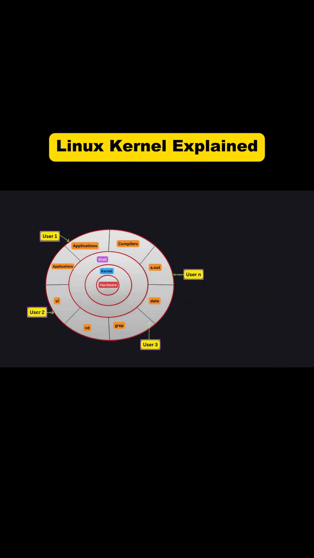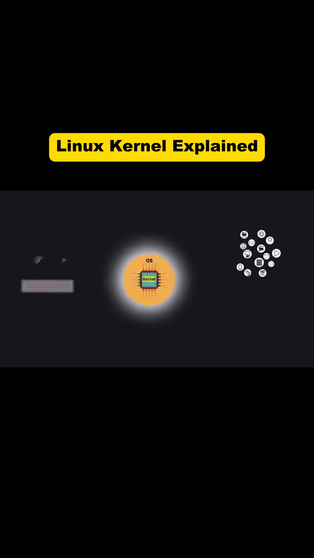Look at this diagram. At the foundation of the system is the hardware. This includes components like the CPU, memory, hard drive, and any other peripheral devices like keyboard, mouse, printers. The kernel is the core of the operating system. It is a program that acts as an intermediary between the hardware and the software running on the computer.